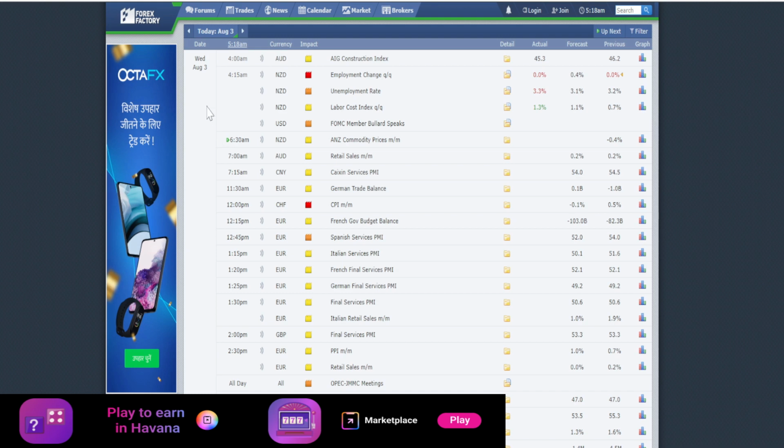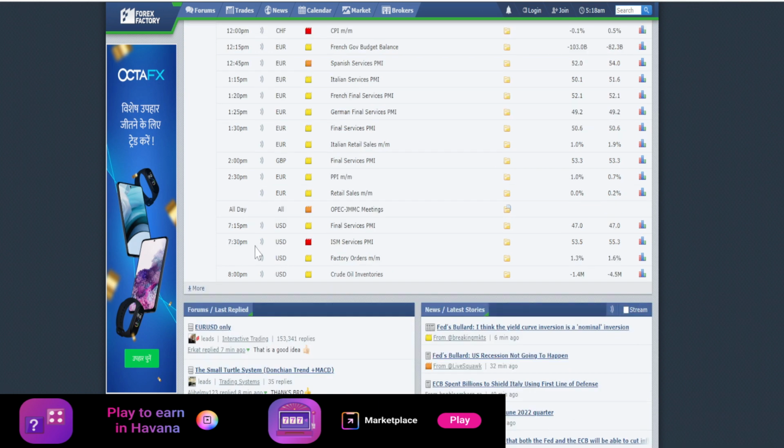Today is Wednesday, 3rd August, and when we look at the economical events planned for today, at 4:15 AM we have high impact news planned for New Zealand dollar related currency pairs, followed by which we had medium impacting news. At 12 PM we have high impacting news for Swiss franc. At 12:45 PM we have again medium impacting news for euro related currency pairs. And at 7:30 PM we have high impacting news for US dollar related currency pairs. So requesting you to consider these events also while planning for your trade entries and exits.